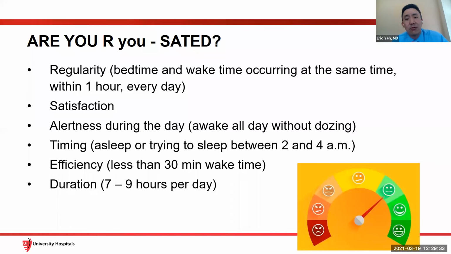So 0, 1, 2. 0 is never, 1 is sometimes, 2 is always, and see how much you score. The higher your score, the better your sleep satisfaction should be. If you feel like with this questionnaire your score is pretty low, maybe a 6 or a 5, I think it's time to talk to someone, to your primary care, or come talk to us.